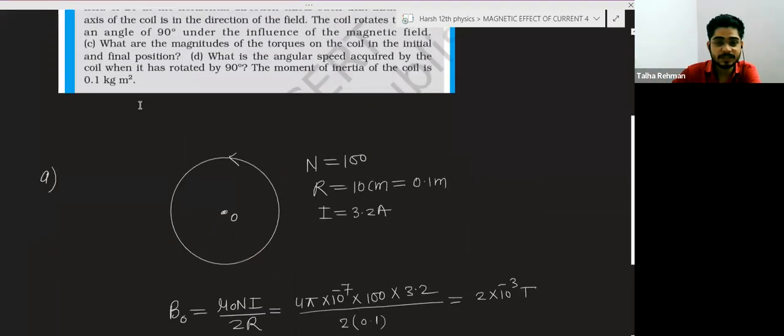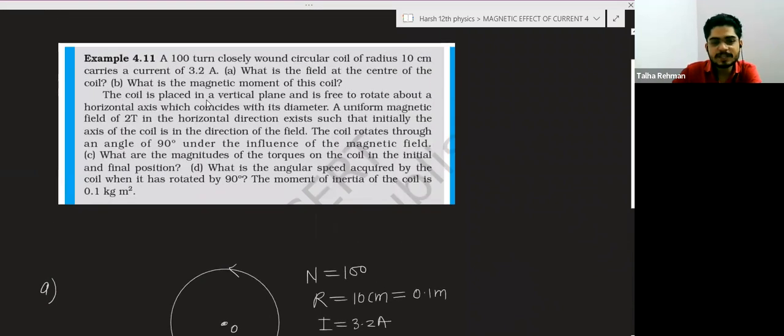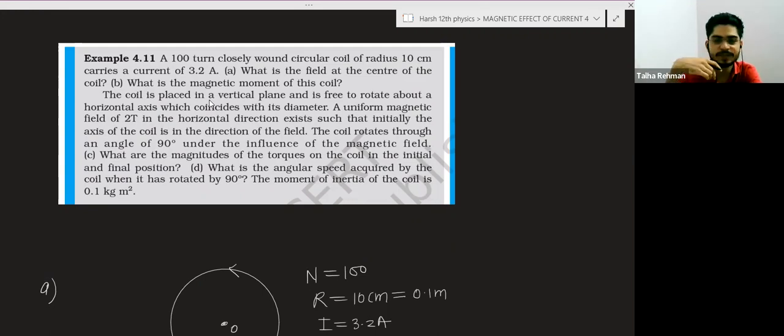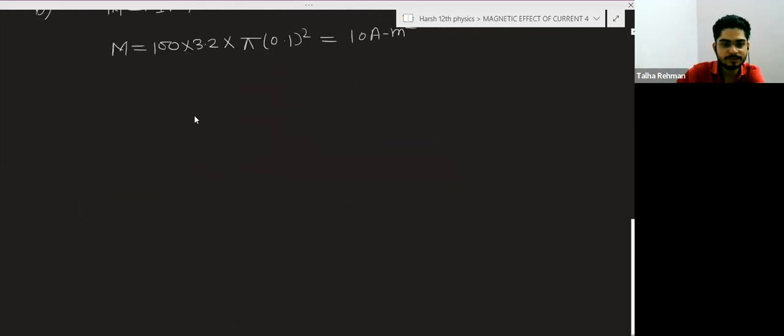For the C part, the coil is placed in a vertical plane and is free to rotate about a horizontal axis which coincides with its diameter. A uniform magnetic field of 2 Tesla in the horizontal direction exists such that initially the axis of the coil is in the direction of the field. So see how we will draw the diagram.